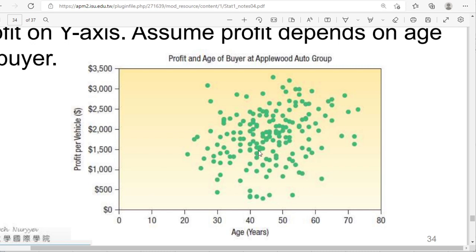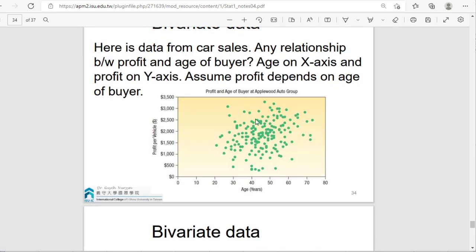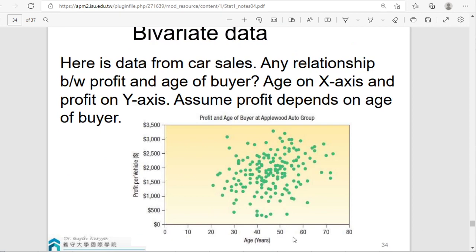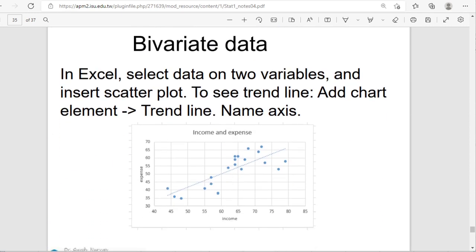Well, do we see any kind of direction within these dots? It's more or less like a stain, like a circle. So we don't really see a clear direction in these dots. Generally, I would say that we don't see any relationship between age of the agents and the profits that they generate in this example.